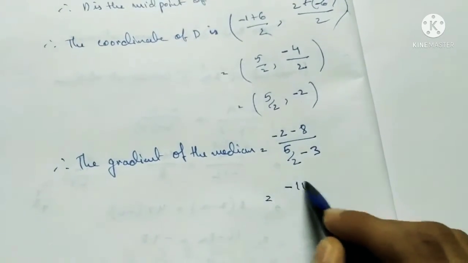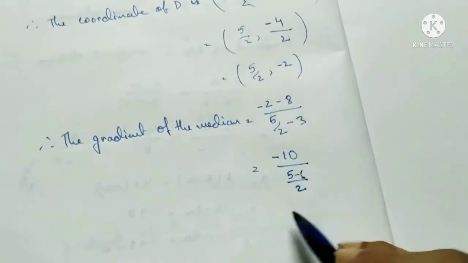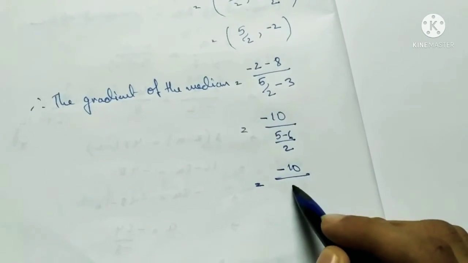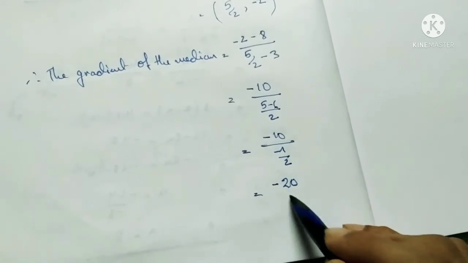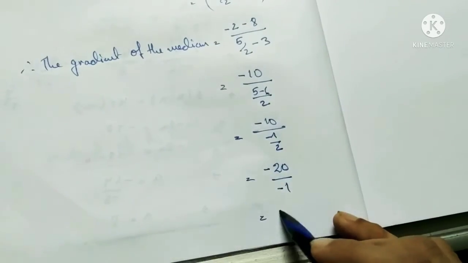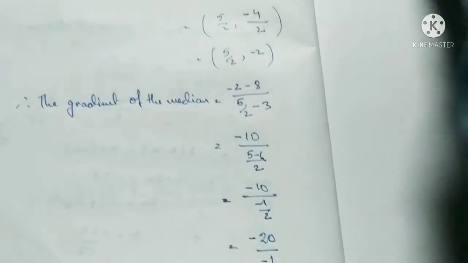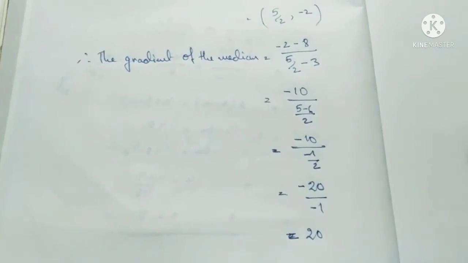So minus 2 minus 8 by x2, this is 5 by 2 minus x1, that is 3. So in here this will be minus 10 by 5 by 2 minus 3, that is, minus 10 by minus 1 by 2, that is, it will be minus 20 by minus 1, which is 20 I will get. Okay, gradient of the median I am getting 20 here. Let me check the back answer. Yes, question number 10, 20. Understand? So gradient of the median will be 20.